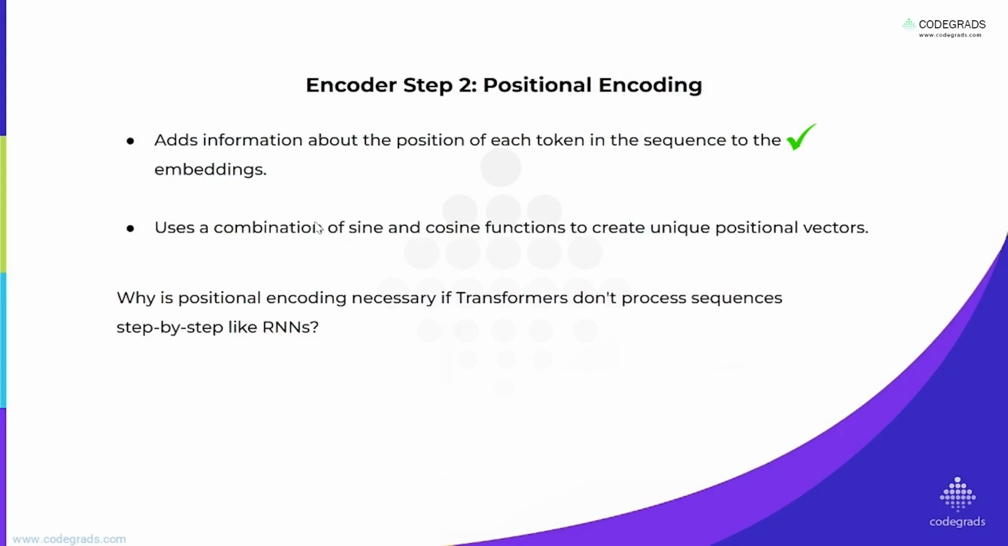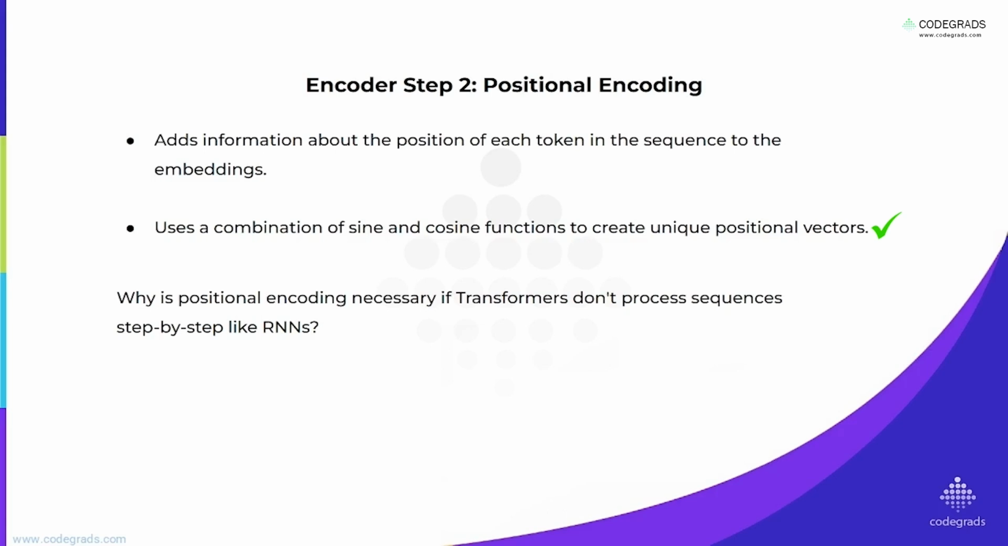Now moving on, we have the position encoding. It adds information about the position of each token in the sequence to the embedding. In an RNN or LSTM architecture, we were processing each word sequentially, so the order was maintained. But in the transformer architecture, we do not go sequentially, so we add information about the position of each token in the sequence embedding. It uses a combination of sine and cosine functions to create unique positional vectors.